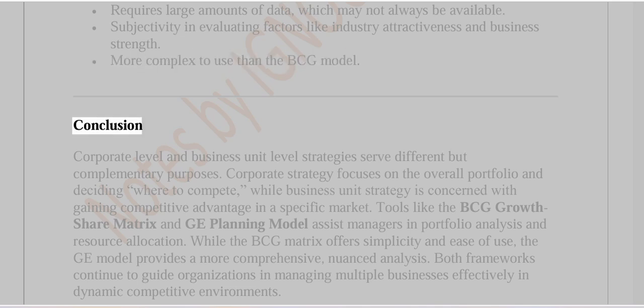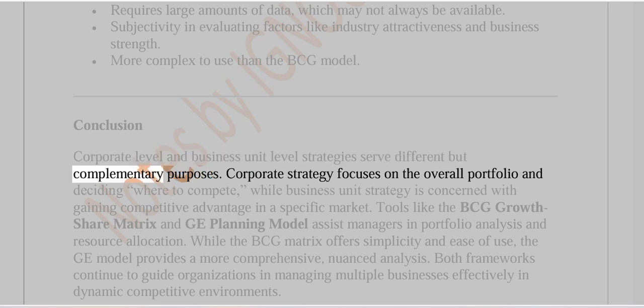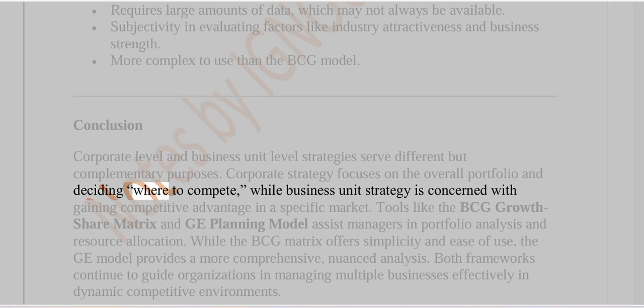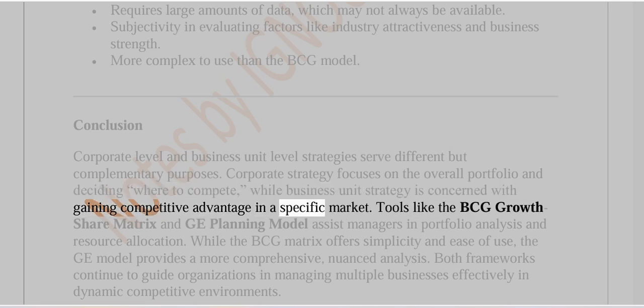Conclusion. Corporate level and business unit level strategies serve different but complementary purposes. Corporate strategy focuses on the overall portfolio and deciding where to compete, while business unit strategy is concerned with gaining competitive advantage in a specific market.